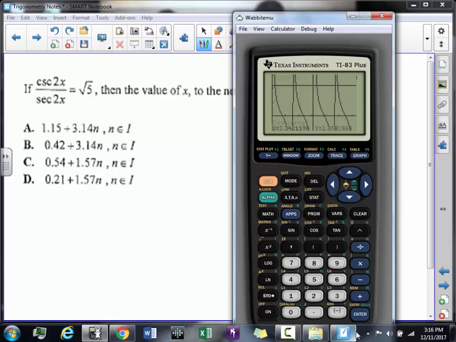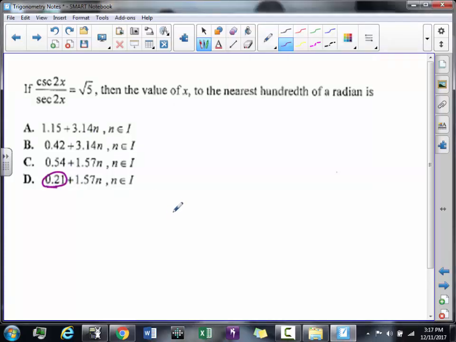Really, which intersection point should I have found? Probably the very, very first one. Because if I find the very, very first one, wouldn't that be enough for me to know which answer it's going to be? Okay, so the very, very first one is at 0.21. So my first intersection point is at 0.2, and it's not this one here.